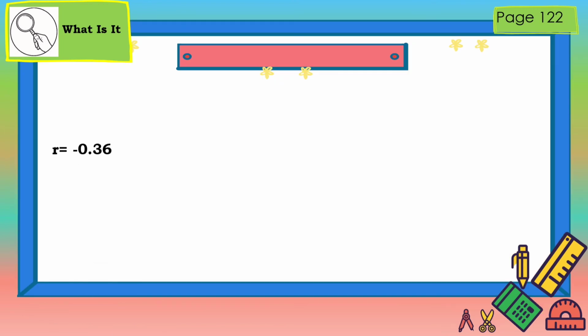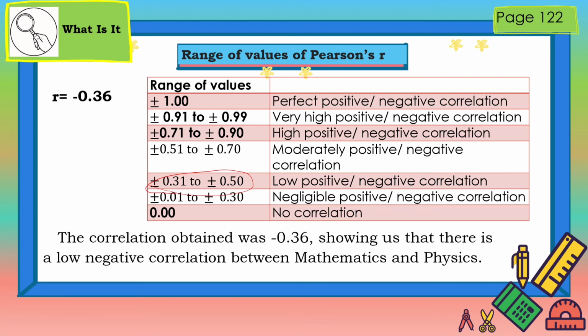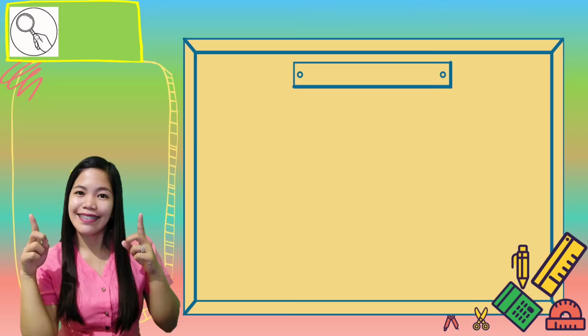We have now the value negative 0.36, that is the correlation coefficient. We can now interpret using the range of values of Pearson's r. And negative 0.36 is located on the range 0.31 to 0.50. And the correlation obtained was negative 0.36, showing us that there is a low negative correlation between mathematics and physics. We have the same answer using the Excel and a manual computation, right?